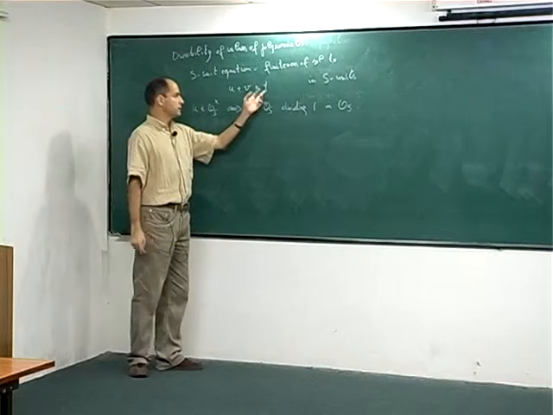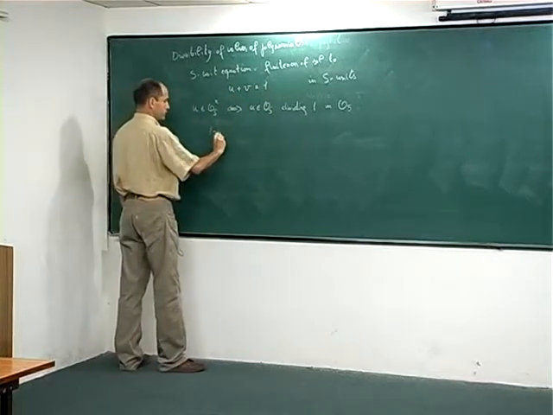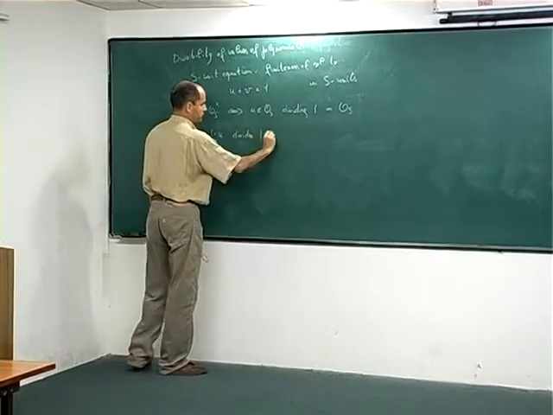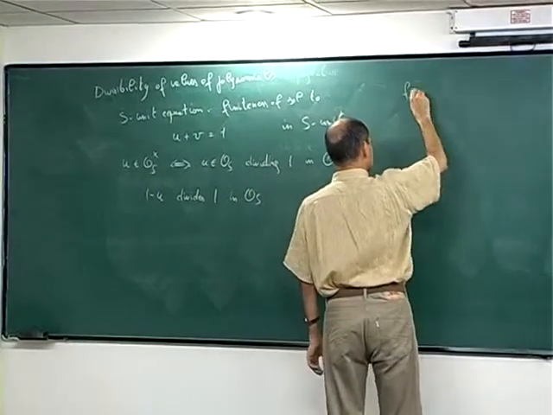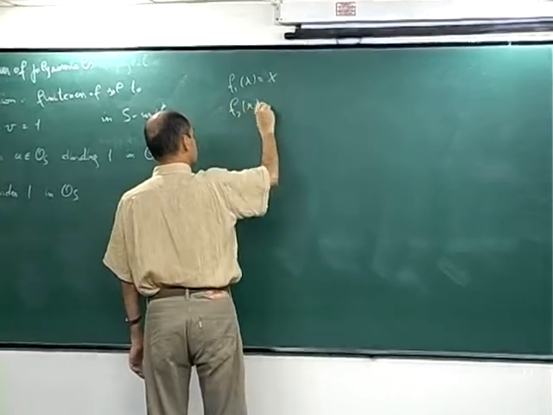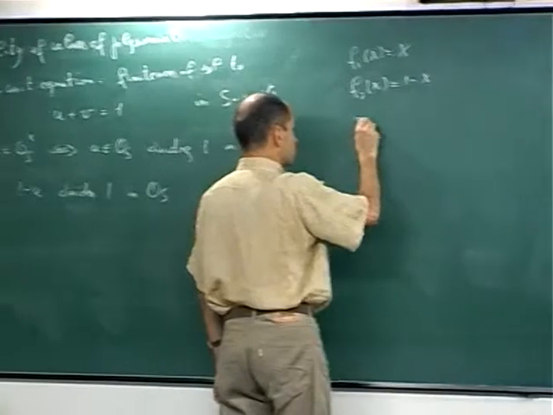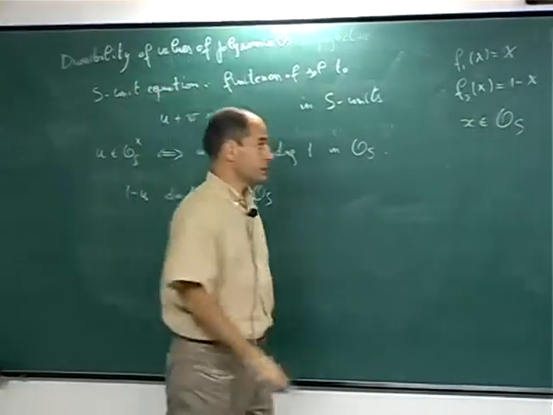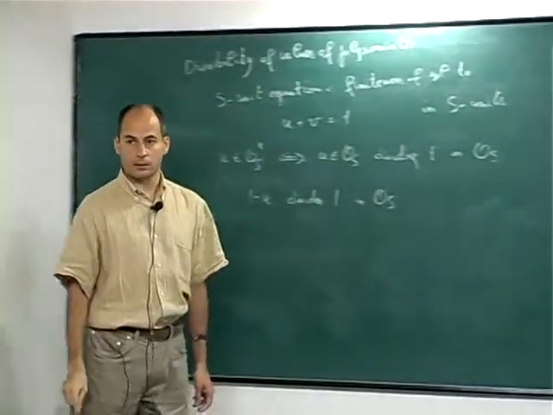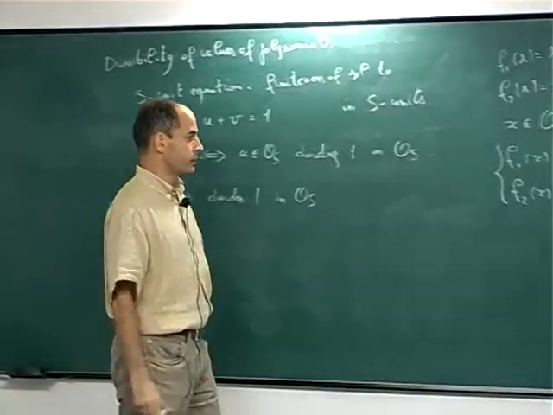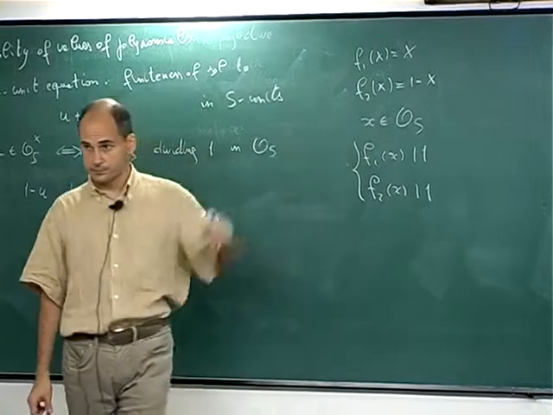Now, the fact that there exists a second S-unit v whose sum equals 1 just means that 1 minus u also divides 1 in OS. So, in other words, we have two polynomials, f1 of x equals x, and f2 of x equals 1 minus x, with S-integral coefficients, and we are looking at points x in the ring of S-integers such that f1 of x divides 1 and f2 of x divides 1. And the S-unit equation theorem states that there are only finitely many such S-integers x.